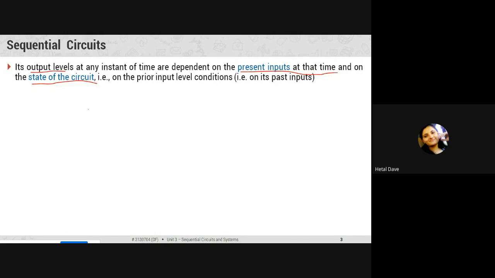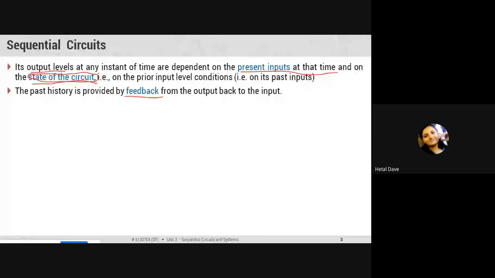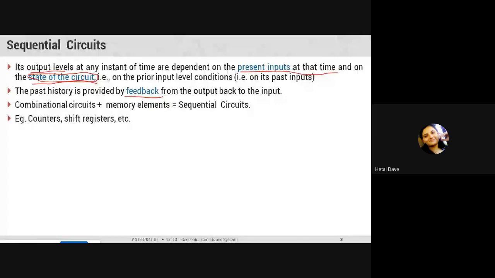Now, what is the meaning of this line that we need to understand? Okay. The external input will be provided by an external circuit. What about the state of the circuit? To remember this state, we will provide a feedback. So, a feedback path is available. Now, to understand this circuit, one diagram is given here.